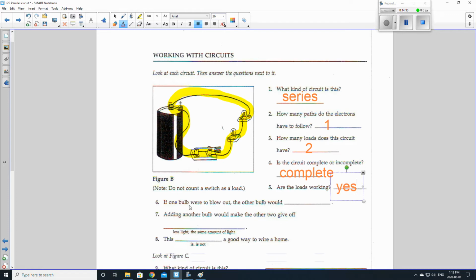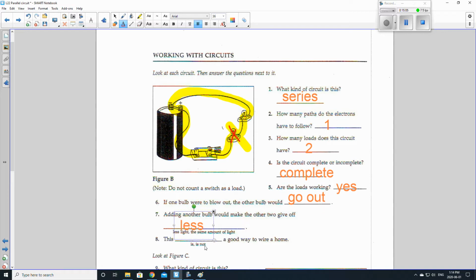Okay. If one bulb were to blow out, so let's just say this one were to blow out right here. Okay, so if this one were to blow out, it's only on one path, right? So this would act as an open switch. So if one bulb were to blow out, the other bulb would go out as well. Adding another bulb would make the other two give off less light.